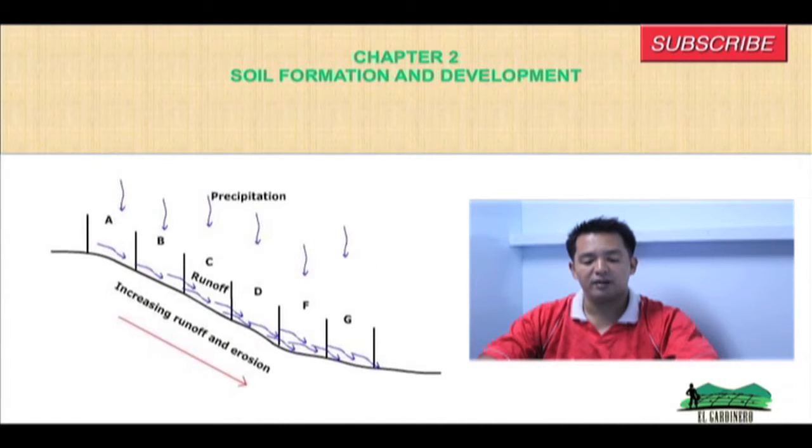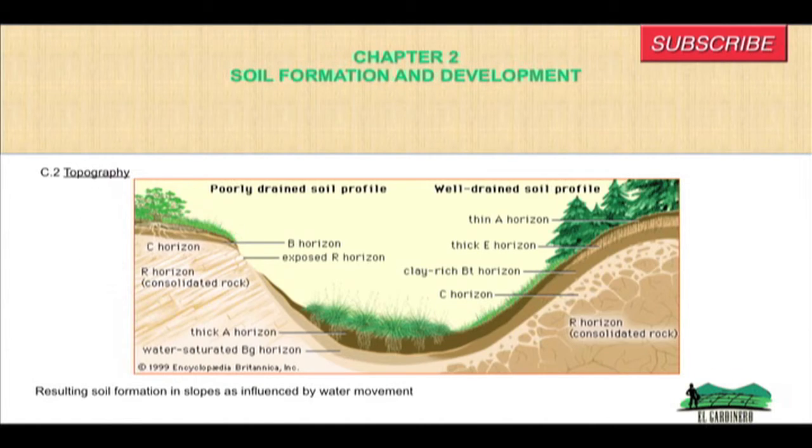This is the diagram showing you the increasing runoff and erosion as affected by the slope. In my slide below, I'm showing you the difference of poorly drained soil profile and that of well-drained soil profile. In the poorly drained soil profile, the resulting soil is very shallow, while that of the well-drained soil has a thick profile.